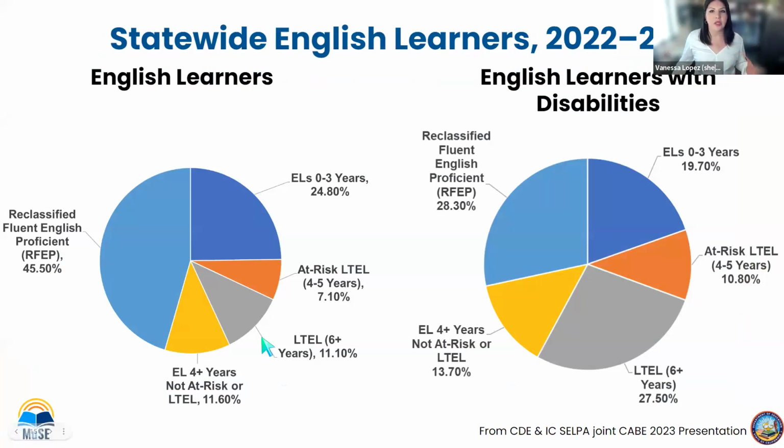So let me orient you to these two graphs so that we can process a little bit together. You see two pie graphs here. One is for English learners, the other one is for English learners with disabilities. If you've been to sessions 1 and 2, you've seen this graph before. If this is your first time here with us, please take some time to consider the following data points. When we see this blue section, the reclassified fluent English proficient section of the pie chart for English learners, that's at 45%. Now I'm going to invite you over to the pie graph across, which is for English learners with disabilities, and take a look at that 28.30 RFEP percent.